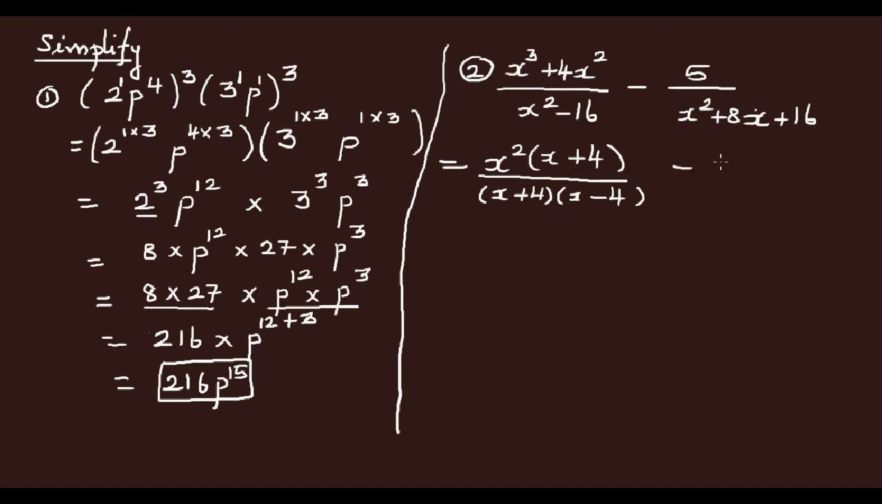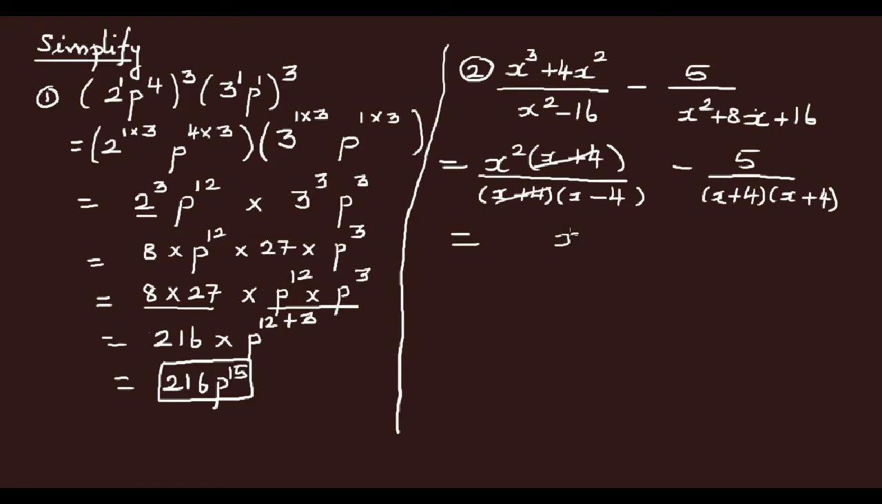Then minus 5 over. Again, you have to factorize this, so start with x and x. Now, the two factors of 16 which give you 8 are plus 4 and plus 4. So now, what can you do? You can cancel. You've got x plus 4 here and x plus 4 here, so this gets cancelled.